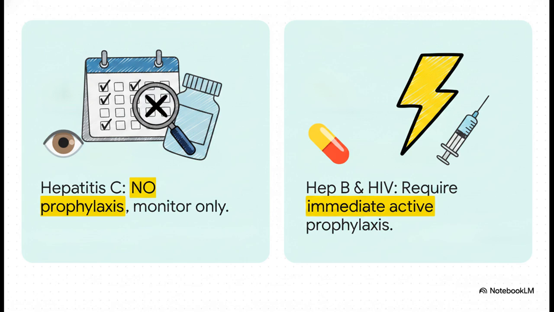Yep, there's absolutely no effective post-exposure prophylaxis for Hep C right now. Unlike Hep B and HIV, which need immediate active intervention, Hep C is entirely a waiting game. You just do serial testing at 6 weeks, 3 months, and 6 months.